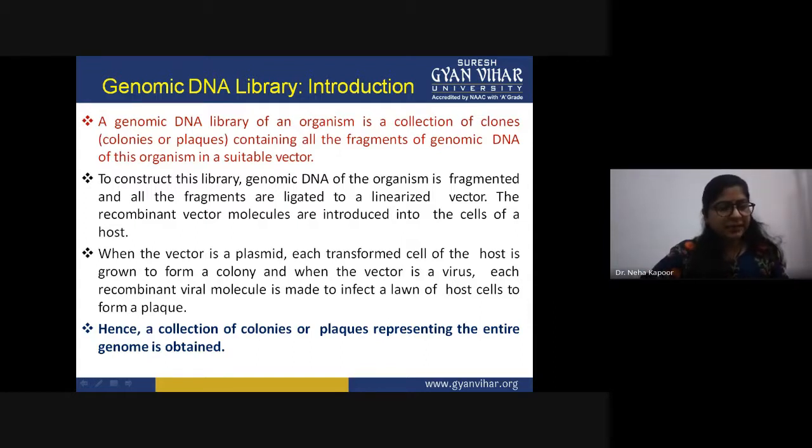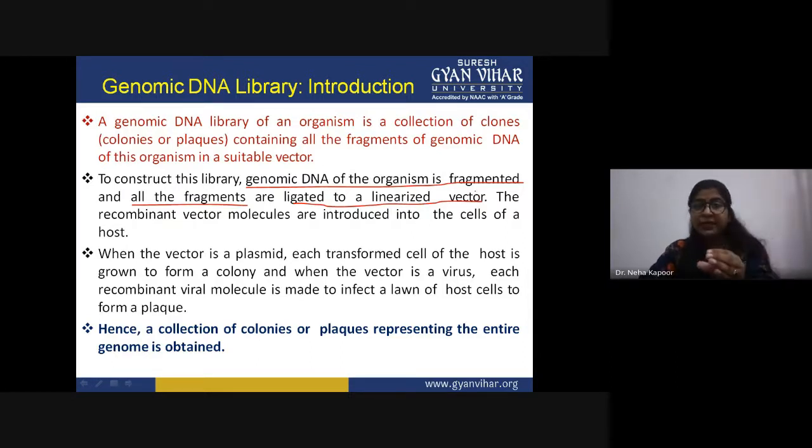As you can see here, it is also written that the genomic DNA of the organism is fragmented. That means we have to fragment it by restriction digestion. However, this is coming in our next slides. After that, all the fragments are ligated to a linearized vector. That means you have to clone each fragment inside a vector. Then that recombinant vector molecule will be transformed into a host cell. It can be a prokaryotic cell. So the recombinant vector molecules are introduced into the cells of the host.